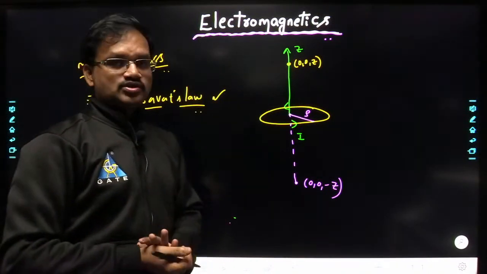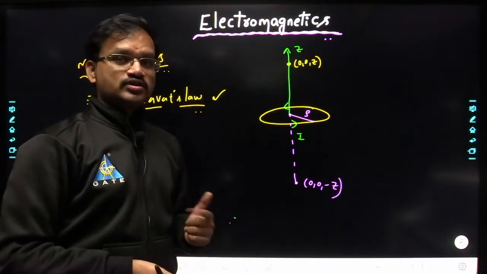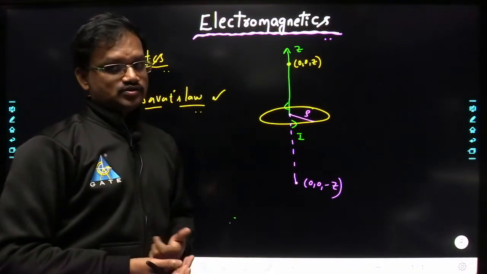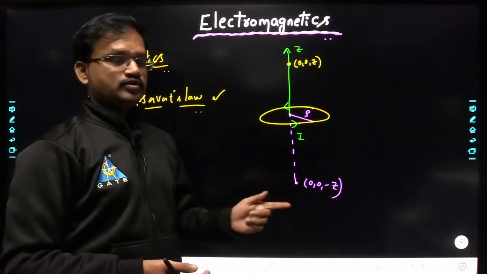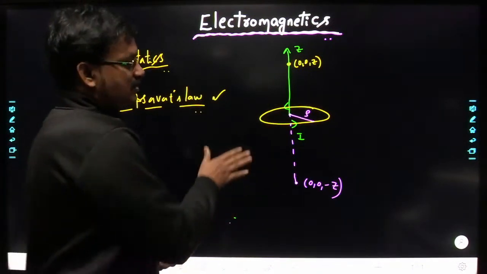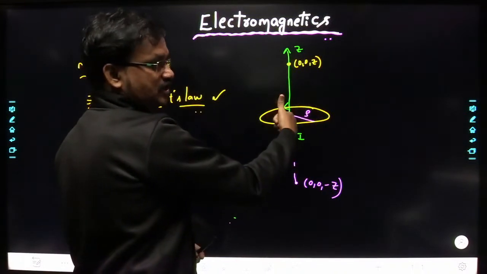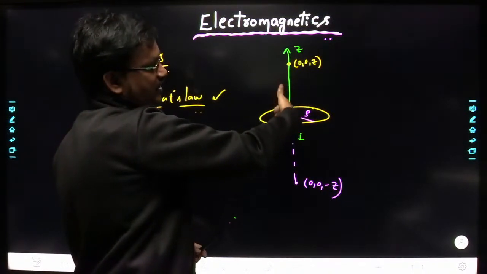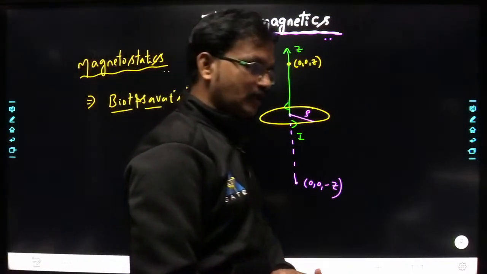Whether you determine the B field at point 0, 0, z, or at 0, 0, minus z, you are going to get the same expression, and also the direction of the B field is the same. Why? The direction of the B field depends upon how this current is circulating. Here the current is circulating in anti-clockwise direction. So the B field is going to point in which direction? Upward direction, right?